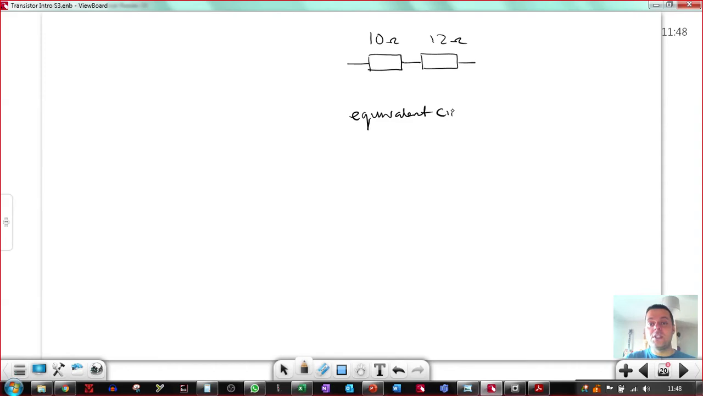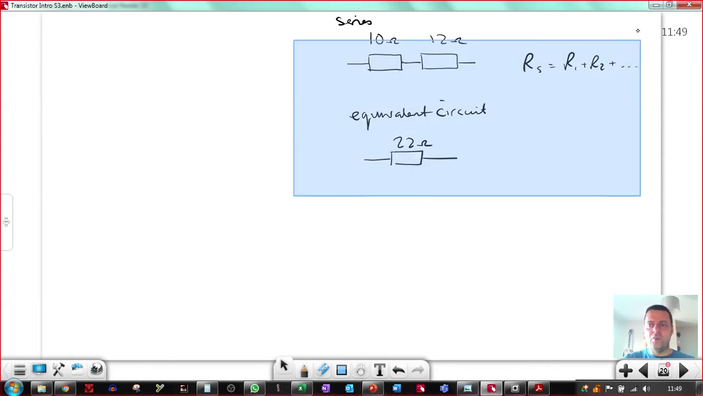The equivalent circuit to that is just a simplification. So we could draw it as one resistor. We could work out the total resistance. In this case, because they're in series, the data book tells us that R series is R1 plus R2 plus however many resistances there are. You just keep adding them up. In this case, there's only two, so the total resistance would be 22 ohms. Okay. So that's how we apply that series resistance rule.